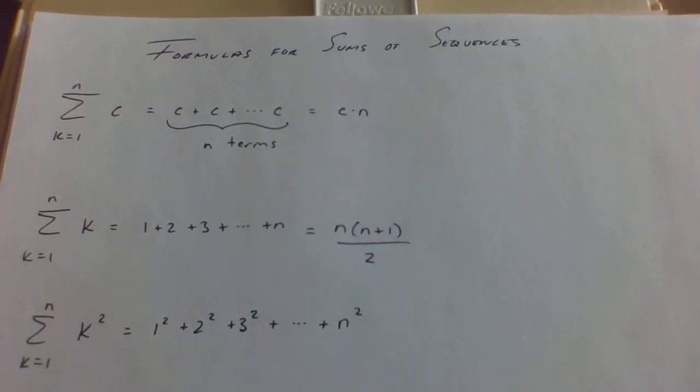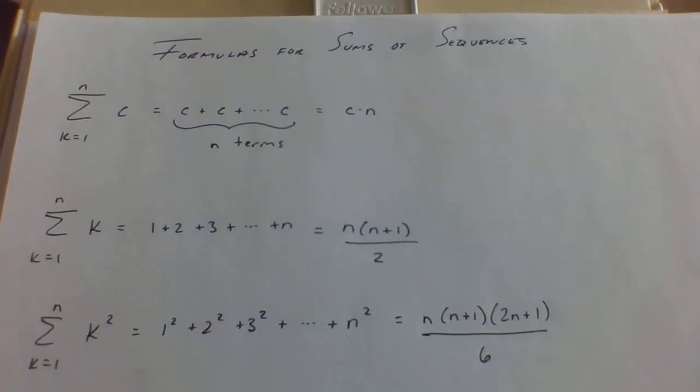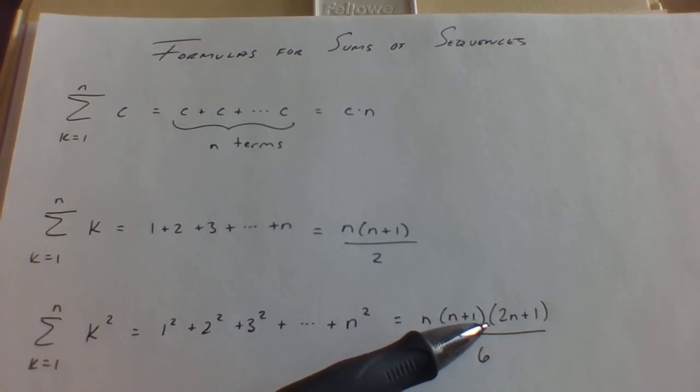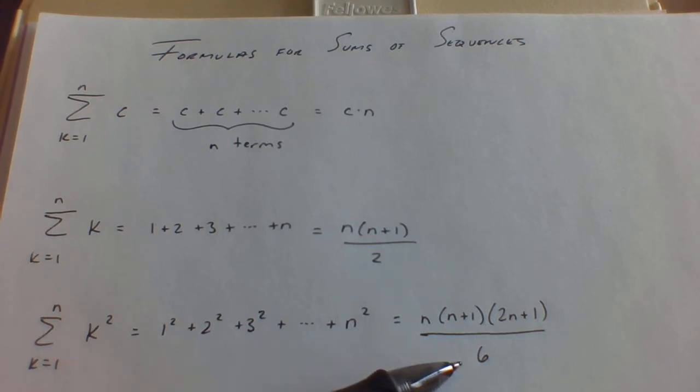In this third formula, we're going to be summing k values from 1 to n of k squared. So we're looking at 1 squared plus 2 squared plus 3 squared all the way up to n squared. This is going to be equal to n times the quantity n plus 1 times the quantity 2n plus 1 all on top. And we're going to divide that by 6.